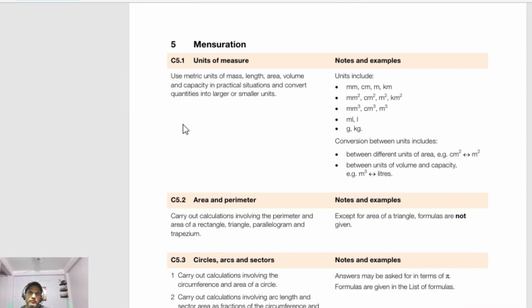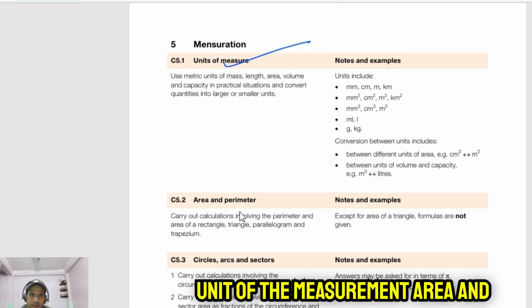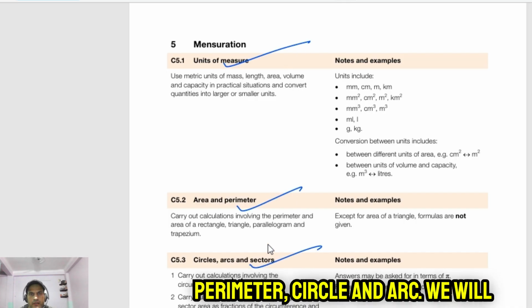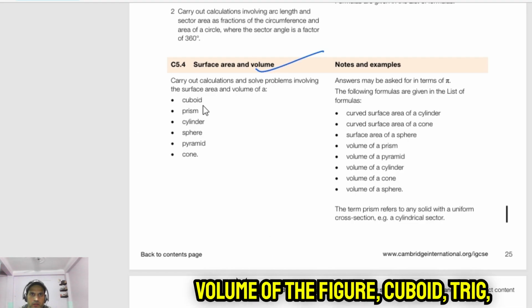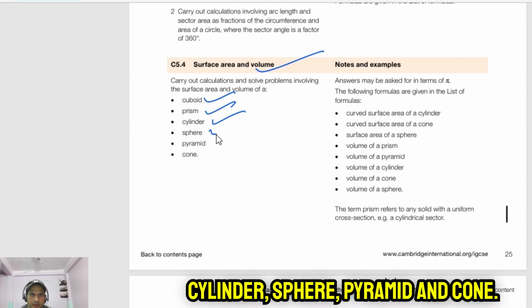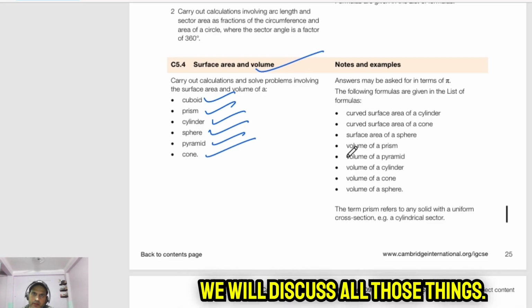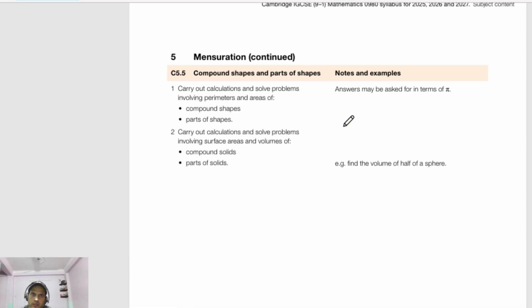Measurements: units of measurement, area and perimeter, circle and arc. We will discuss these. Then surface area and volume of the figures: cuboid, prism, cylinder, sphere, pyramid, and cone. We will discuss all those things.